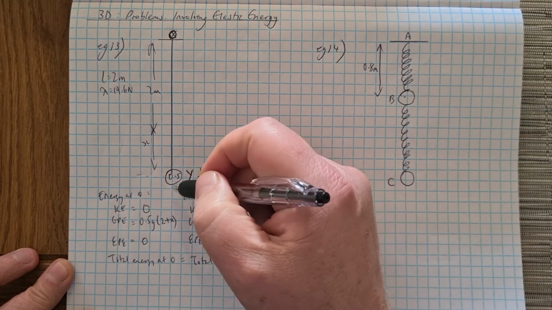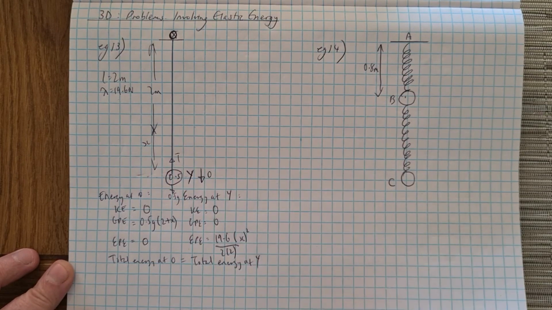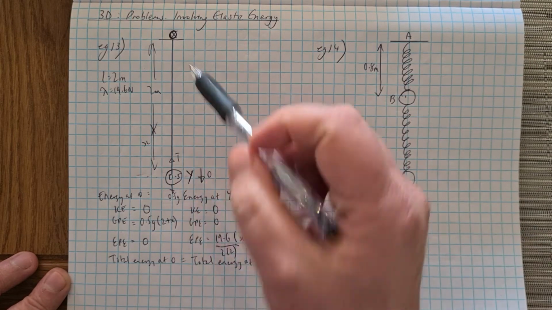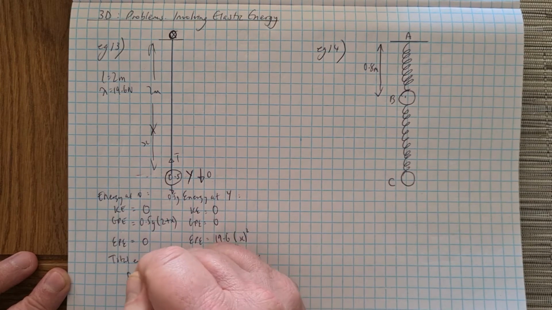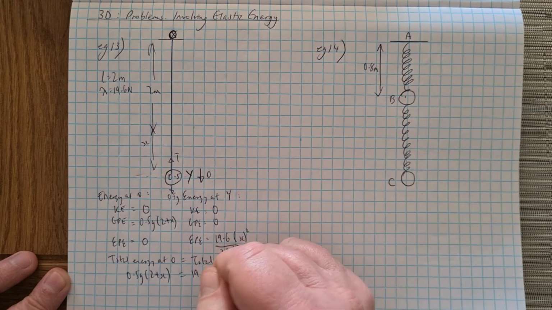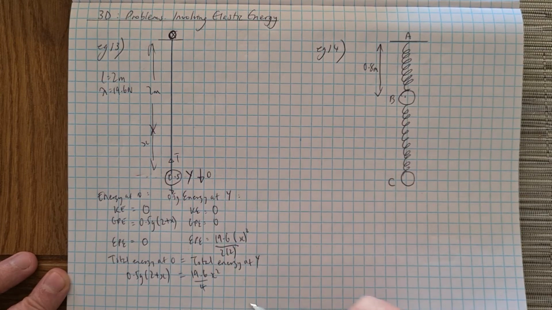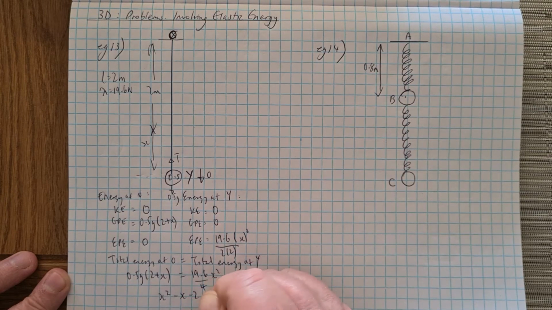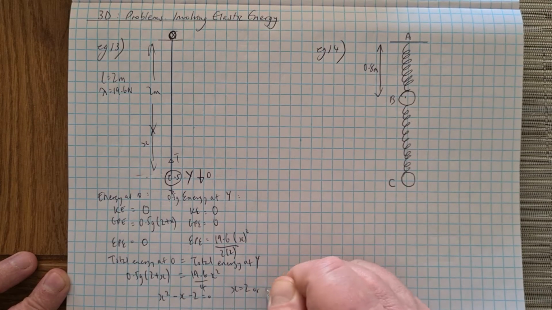Remembering that the weight, if I just put that there for the sake of argument, there will be a tension in the string. The weight is all tied into gravitational potential energy. So because there's no work done by an external force, we know the total energies at O and Y will be conserved. So we just have that 0.5 g (2 plus x) is going to equal 19.6 x squared over 4. We can set up a quadratic there. That's going to end up being x squared minus x minus 2 equals 0 when we do our rearranging. Therefore x is going to equal 2 or minus 1.